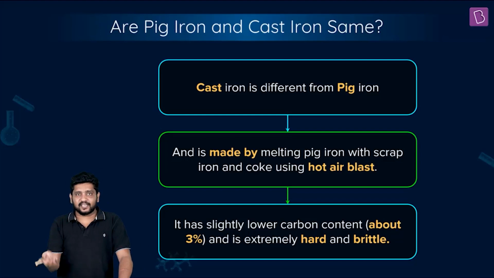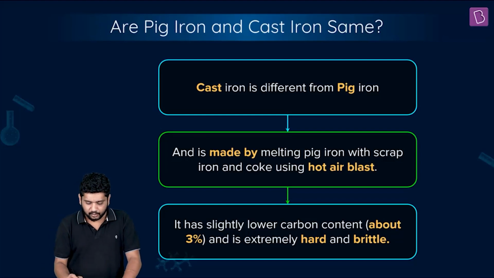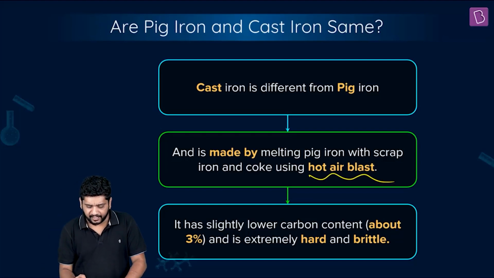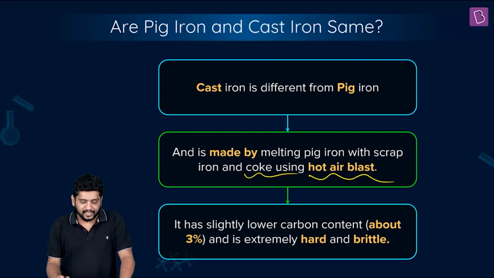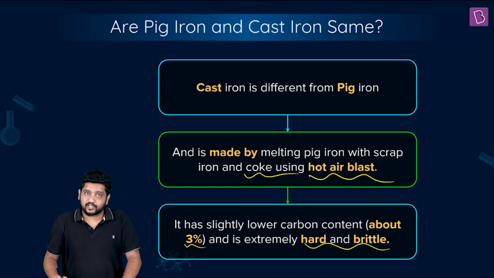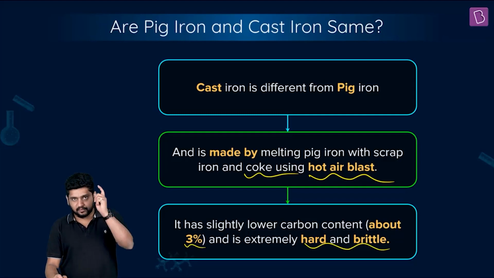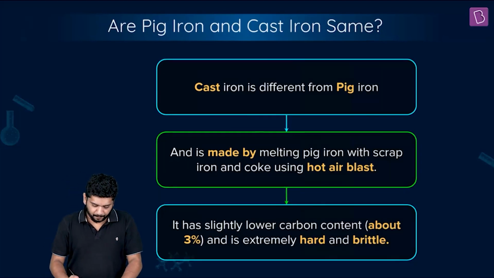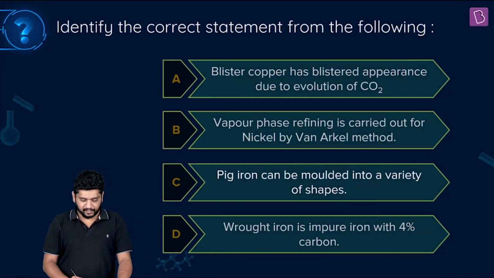Pig iron plus scrap iron heated in a blast, right? So hot air blast should be there along with coke, of course. You heat it, and this cast iron has slightly less percentage of carbon compared to your pig iron. So around 3% is what is written here. It is much harder and brittle. It cannot be molded into shapes, right? So that is reserved for pig iron. So of course you might be remembering, yeah.